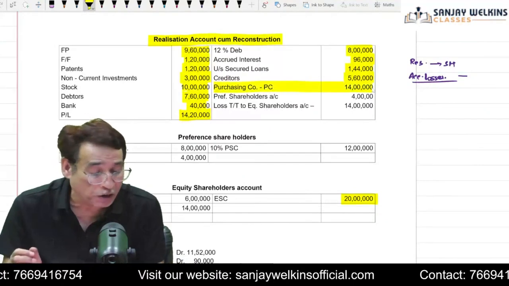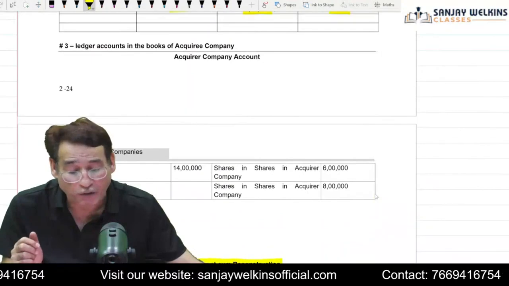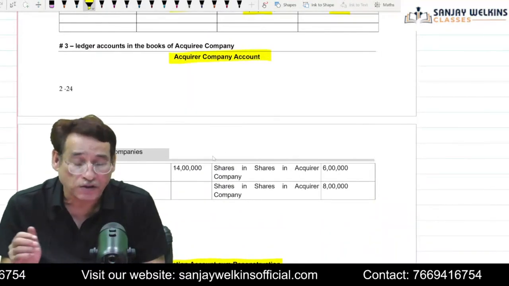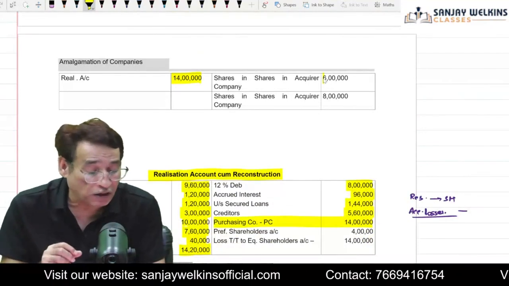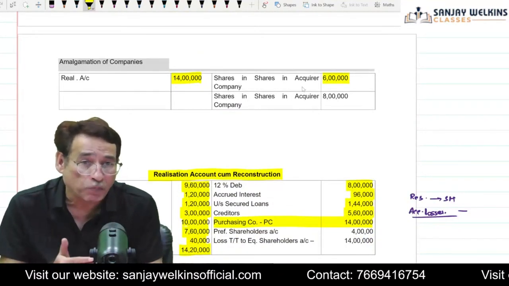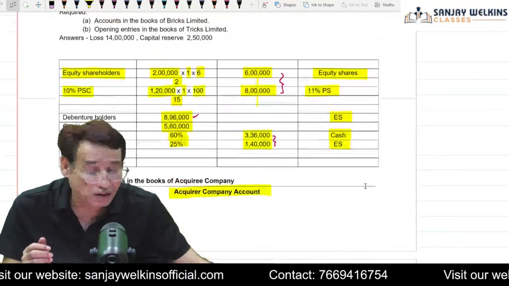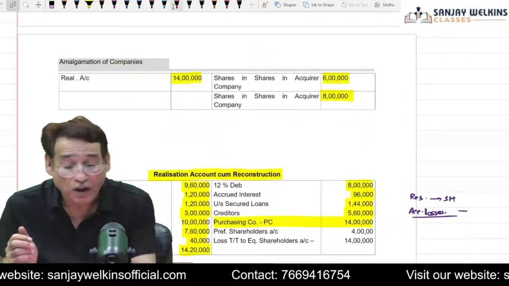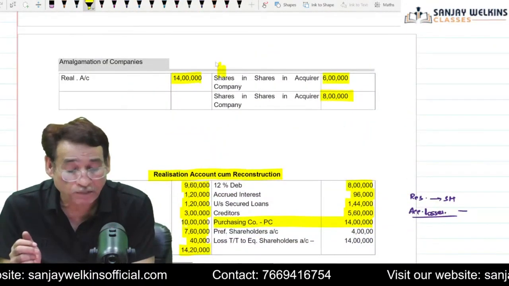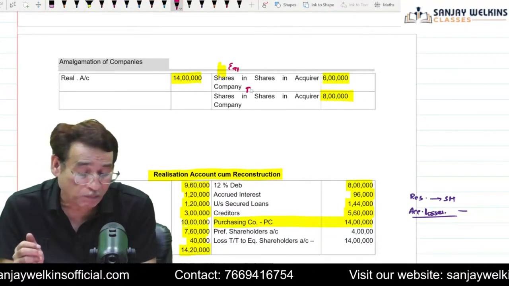Now I will write the purchasing company purchase consideration 14,00,000, and then I will prepare the acquirer company account or purchasing company account. I will write here realization account. We have seen that we are receiving the payment: 6,00,000 is being received by way of equity shares, and 8,00,000 worth of payment is being received by way of preference shares. So this is equity shares, and this is preference shares.